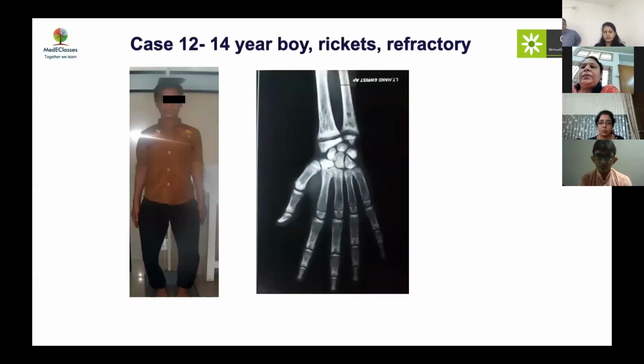So this 14-year-old boy with refractory rickets, and in the photograph there is clear-cut lower limb deformity and X-ray showing rickets. Plus there is some knee regulation. So Dr. Chetan, what is the approach for this boy?